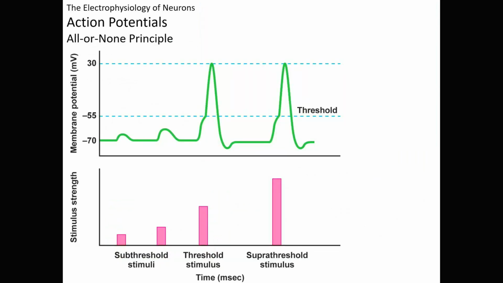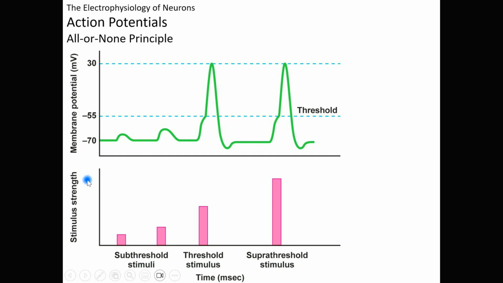Okay, the next thing I want to talk about with respect to action potentials is something called the all or none principle. And this is the basic idea that action potentials either happen or they don't, right? So either we reach the threshold stimulus and we get an action potential, or we don't reach the threshold potential and we don't get an action potential, and that's what they're trying to illustrate here. This is the all or none principle, right?